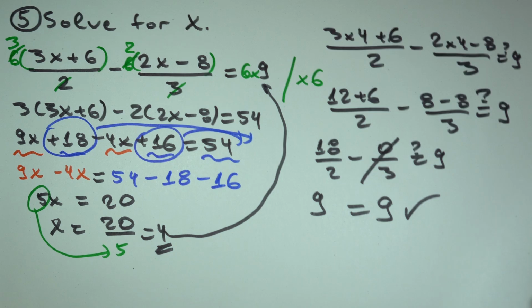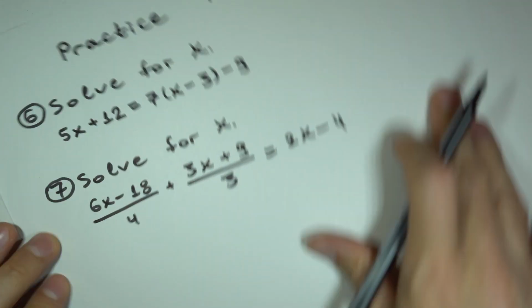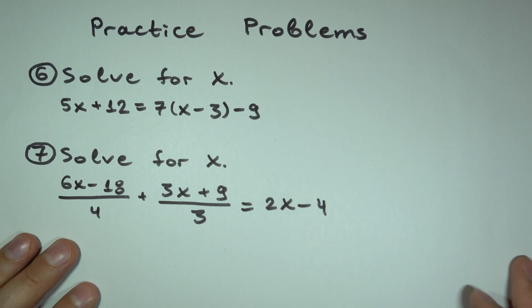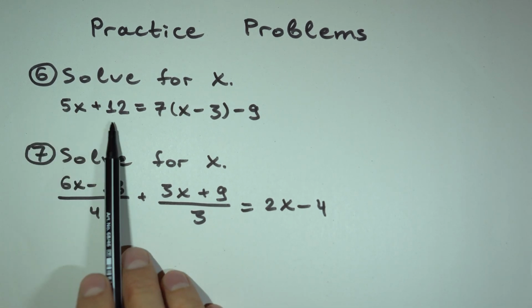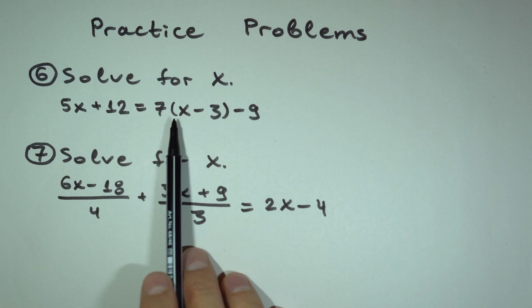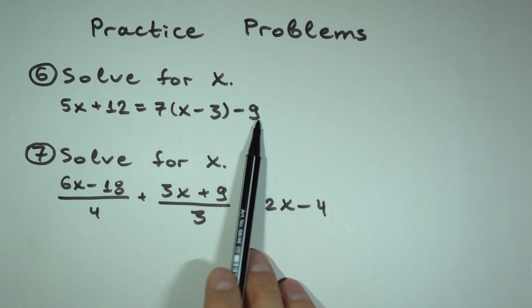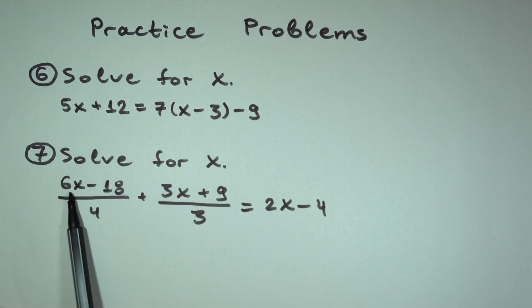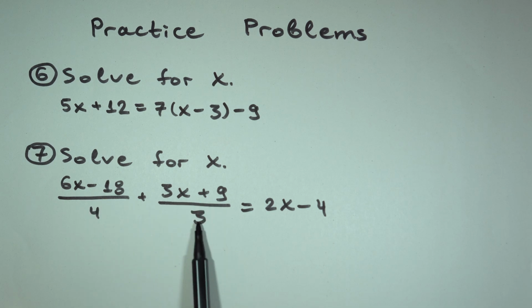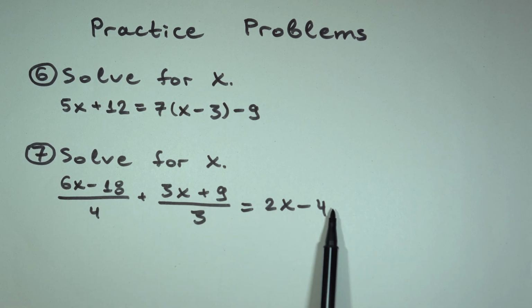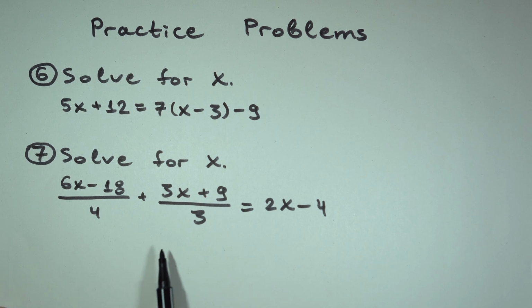But to cement your knowledge, I have prepared several practice problems for you. Here they are. You have to solve both of them for x. Problem number 6 is 5x plus 12 equals 7 times x minus 3 in brackets minus 9. And problem number 7 is 6x minus 18 over 4 plus 3 times plus 9 over 3 equals 2x minus 4. You can find the answers in the description below.